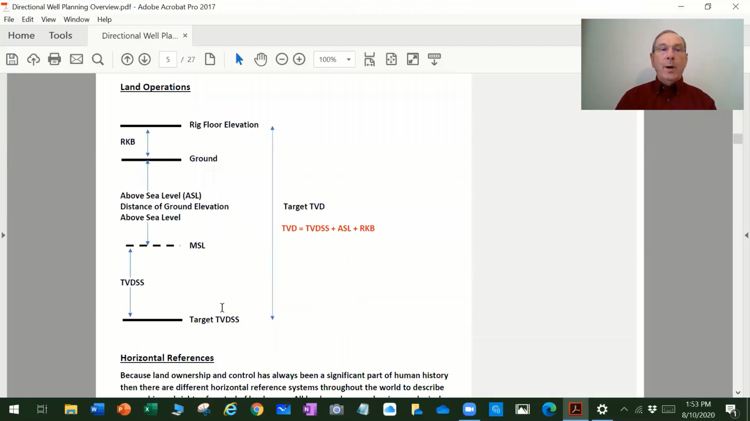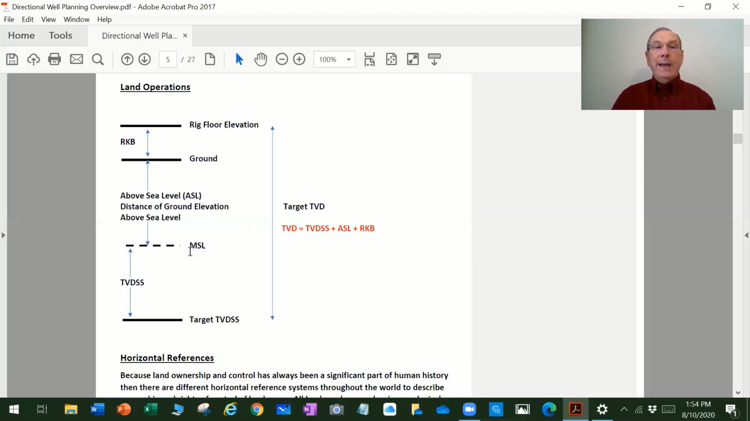And then likewise for the vertical depth references on a land operation, typically speaking, land operation doesn't have any sea level on it. We don't see a sea level on it. So we have to adjust it. We're going to have a rig floor elevation that for RKB may be described the distance from the rig floor to the ground elevation. And then our ground elevation in itself is going to be a distance above sea level.